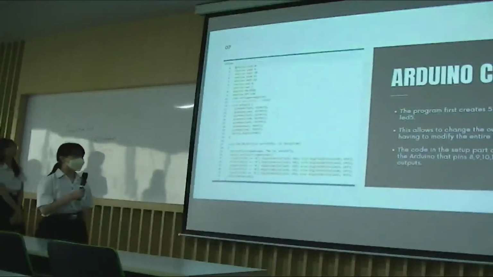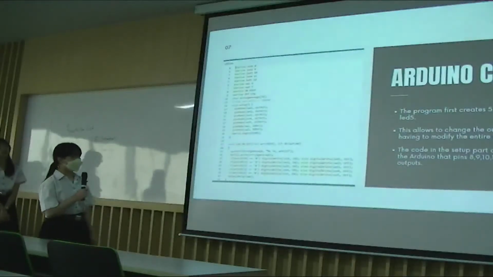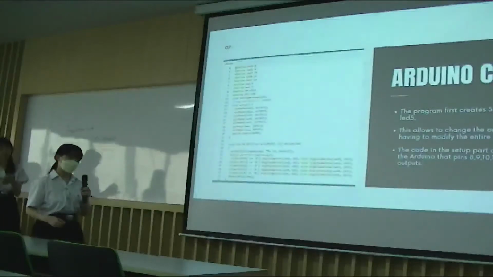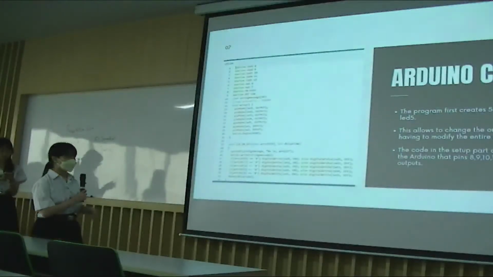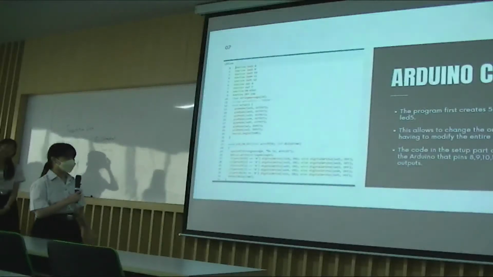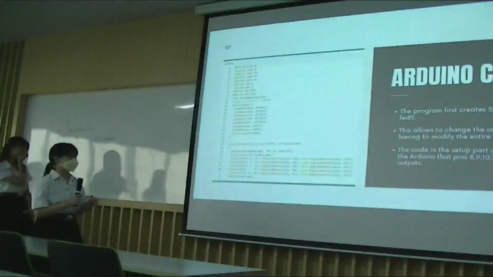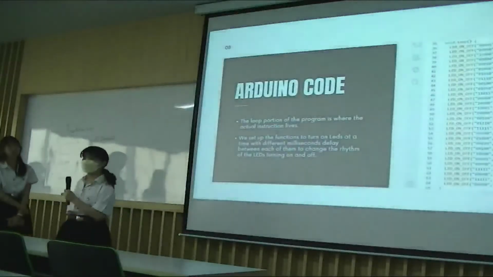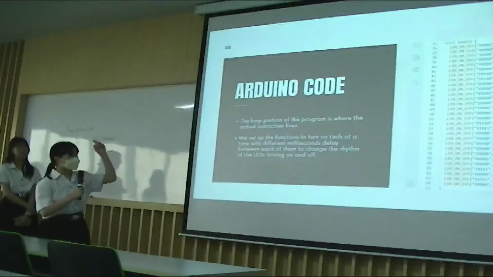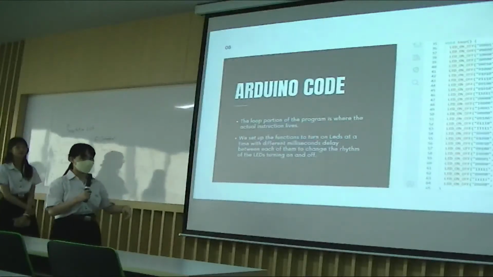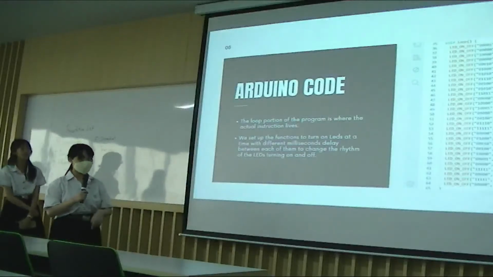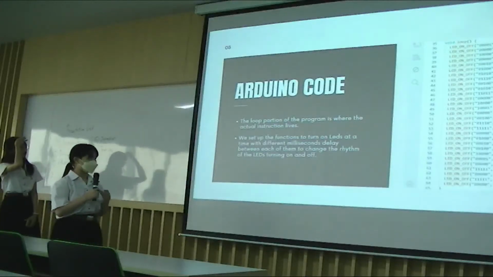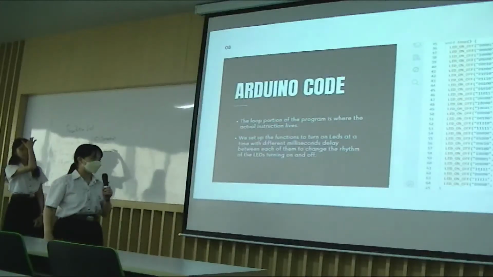So this is our code. The program first creates 5 different variables named LED 1 to LED 5, and this allows us to change the output pins without having to rewrite the entire program. The setup part of the program tells the Arduino that pins 8, 9, 10, 11, and 12 will be the outputs, for the variables LED 1 to 5 respectively. Then the loop portion of the program is where the actual instruction of which light should turn on and which light should turn off is. We set up the function that turns on the LEDs in a line with a 50 millisecond delay between each of them to keep the LEDs turning on and off.